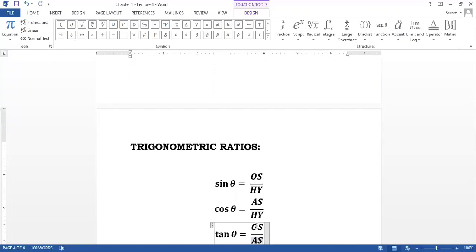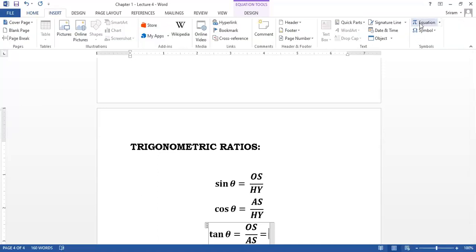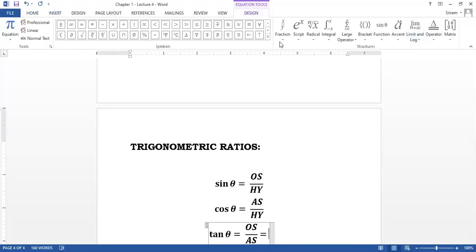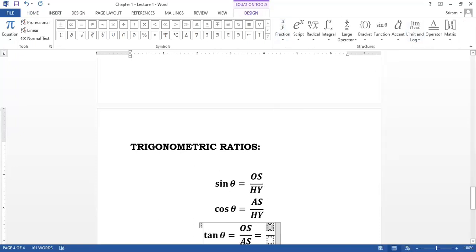So sine theta is nothing but opposite side by hypotenuse. Cos theta is nothing but adjacent side by hypotenuse. Tan theta is nothing but opposite side by adjacent side. We can also define this as sine theta by cos theta. Tan theta is nothing but sine theta by cos theta.